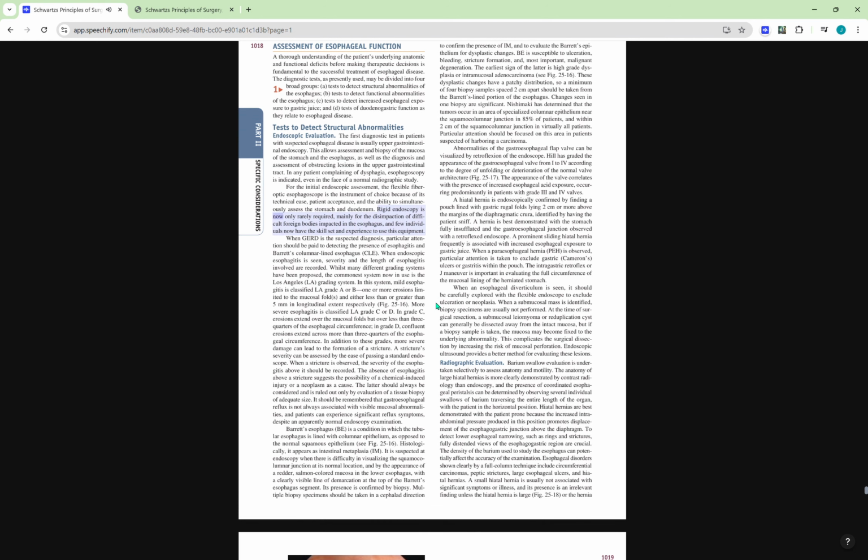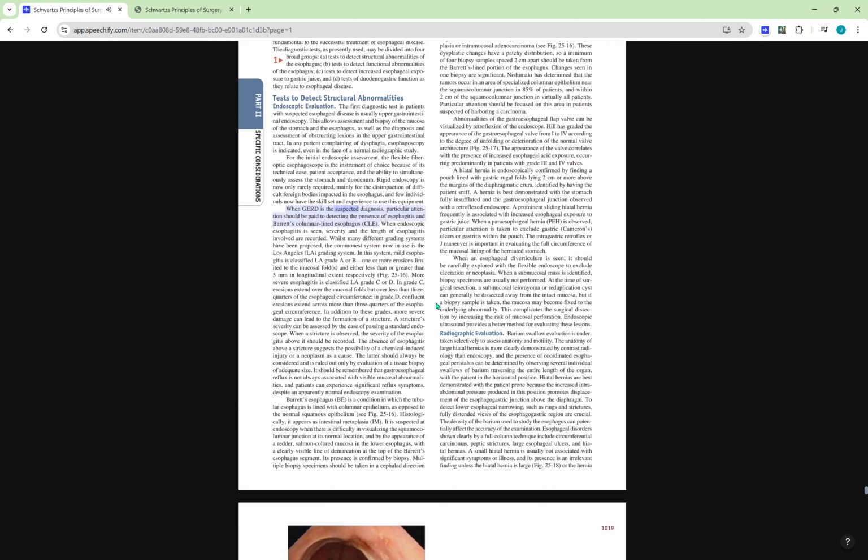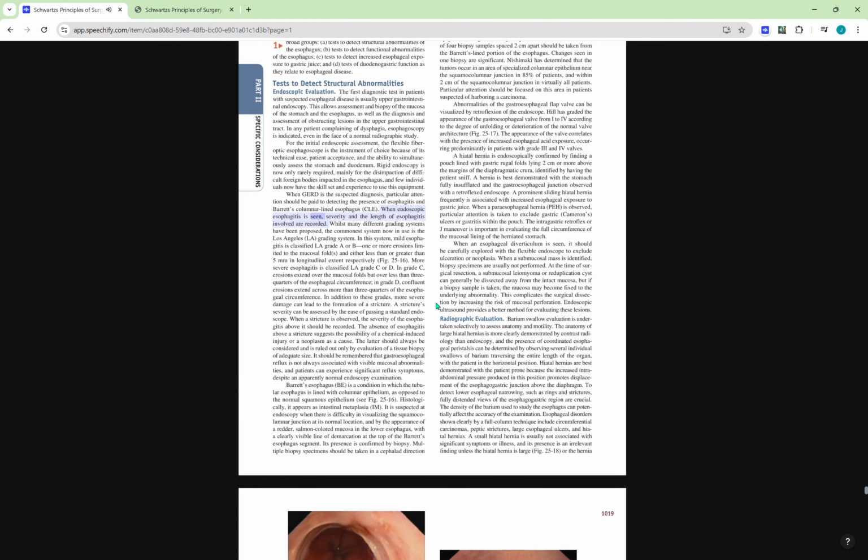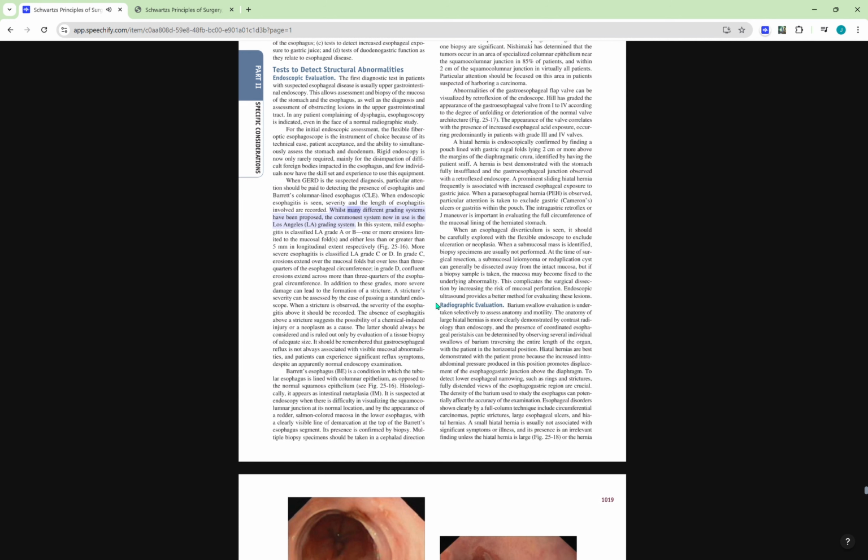Rigid endoscopy is now only rarely required, mainly for the disimpaction of difficult foreign bodies impacted in the esophagus, and few individuals now have the skill set and experience to use this equipment. When GERD is the suspected diagnosis, particular attention should be paid to detecting the presence of esophagitis and Barrett's columnar lined esophagus. When endoscopic esophagitis is seen, the severity and the length of esophagitis involved are recorded. Whilst many different grading systems have been proposed, the commonest system now in use is the Los Angeles grading system.